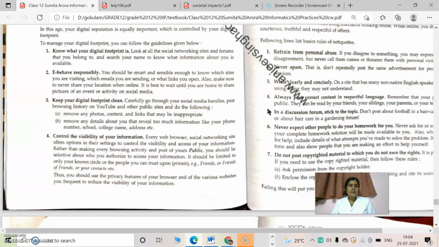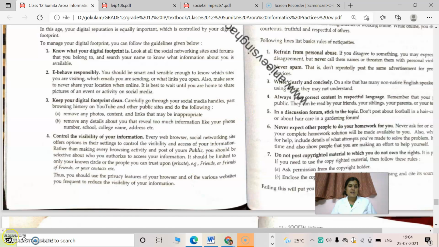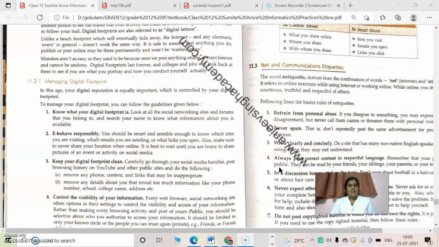So we have to control our digital footprints, because that is the next topic, managing digital footprint. Regarding these digital footprints, we must be careful, because when we are visiting a website or going to some place, it is recorded. So we must be careful about our digital footprints when we are active on the internet. To manage it, we have to manage our digital footprint.